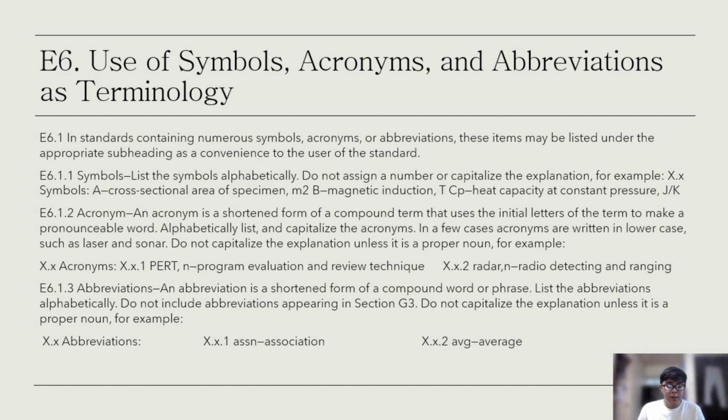Abbreviations. An abbreviation is a shortened form of a word or phrase. Do not include abbreviations appearing in section G3. Do not capitalize the explanation unless it is a proper noun. For example, abbreviations: ASSN, association. AVG, average.